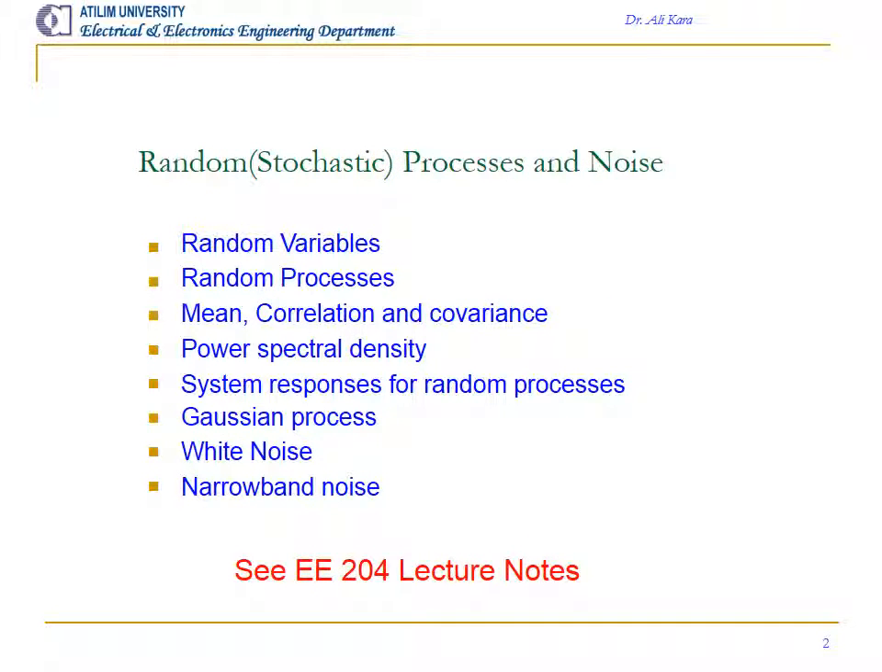Random (stochastic) processes and noise. Random variables. Random processes. Mean, correlation, and covariance. Power spectral density. System responses for random processes. Gaussian process. White noise. Narrowband noise.